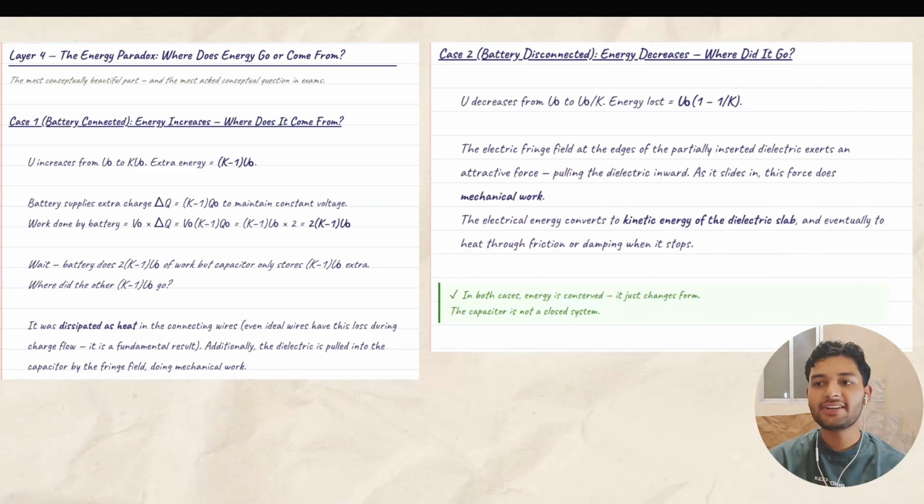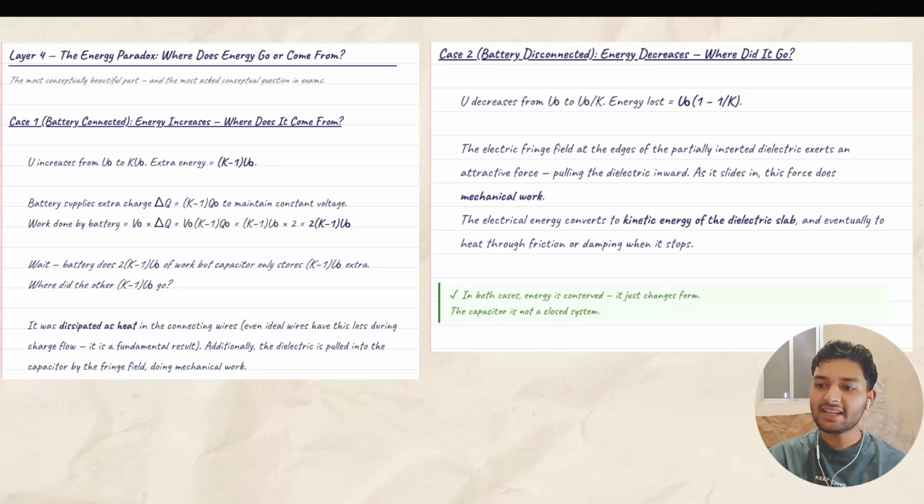Case 2, battery disconnected, energy decreases, where did it go? So now, while the battery is disconnected, then also we are losing the energy. So where is this energy being lost? U decreases from U naught to U naught by K. Energy lost is represented by the equation U naught (1 minus 1 by K). So in the charged case, we have (K minus 1) U naught, and in the battery disconnected case, we have U naught (1 minus 1 by K).